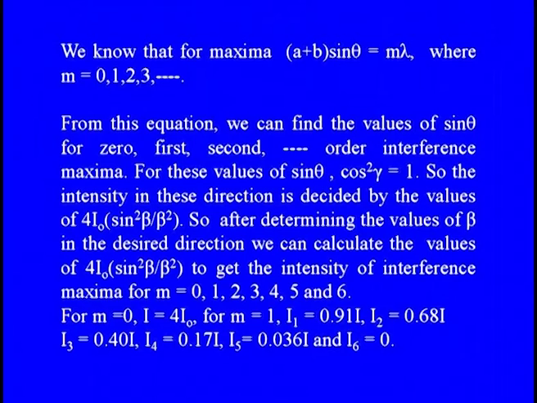that is, intensity will be about 90% of central maxima. Similarly, I2 will be equal to 0.68 I, I3 will be equal to 0.40 I, I4 will be equal to 0.17 I, I5 will be equal to 0.036 I, and I6 will be 0. Thus, we see that the intensity of interference maxima is gradually decreasing as order increases.